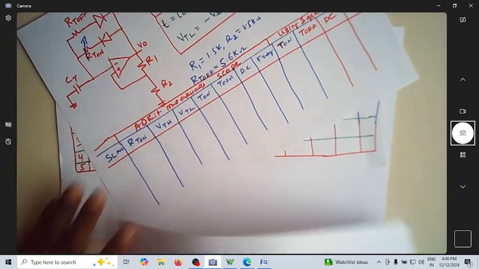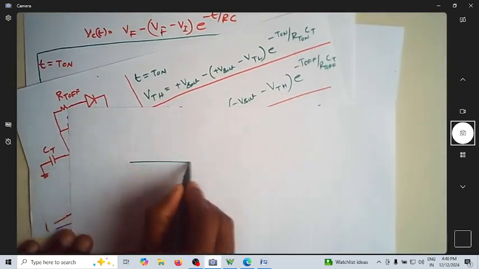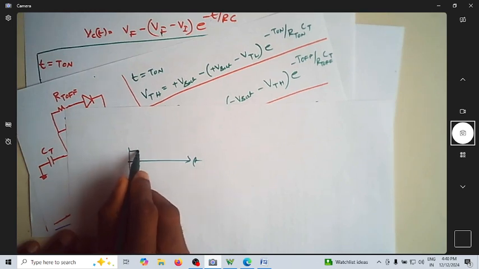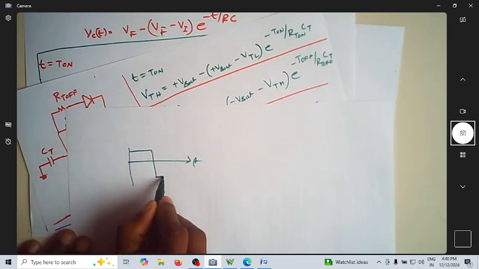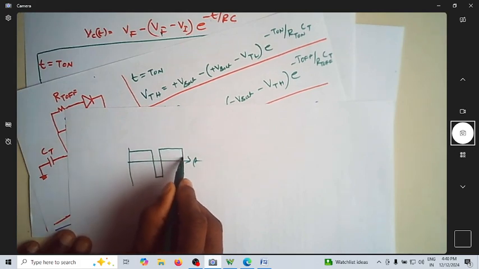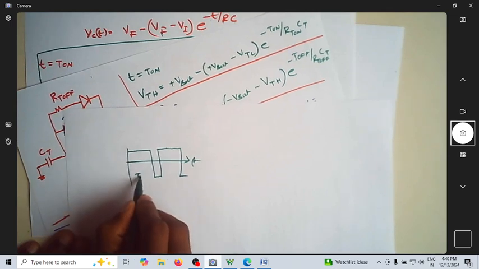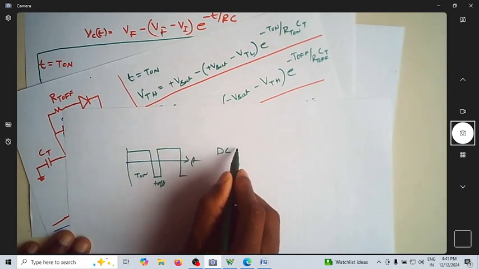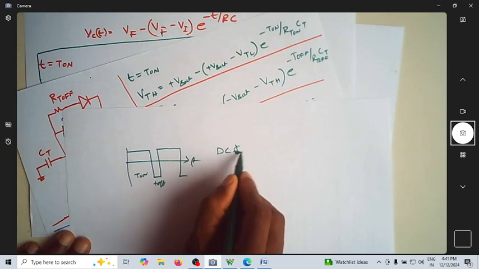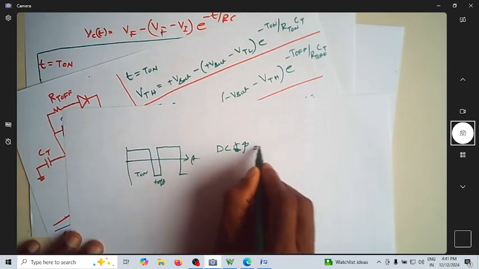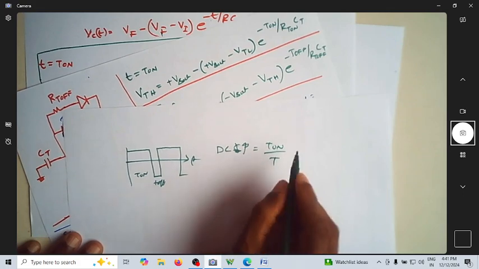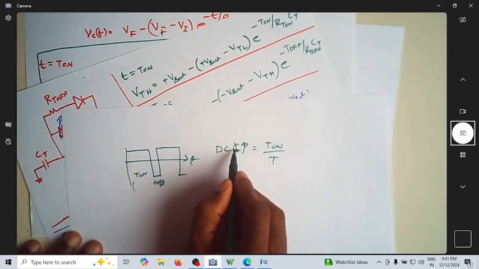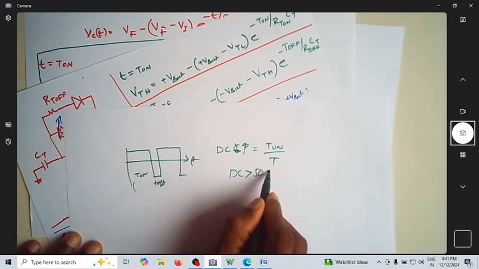We know that for a square wave, if this is the square wave with this as my time axis, suppose this is my on time and this is my off time. You can see I'm making my off time very small compared to the on time. So this is T on, and this is T off. So duty cycle is very large, because T on is more, and we know that duty cycle is nothing but T on by total T. When T on is more compared to the T off time, my duty cycle will be greater than 50%.